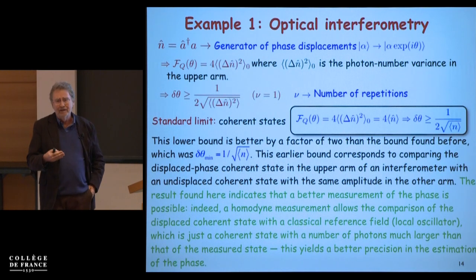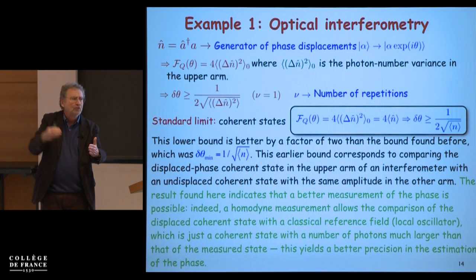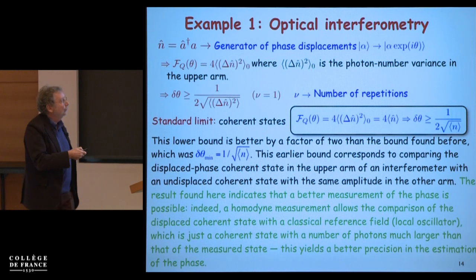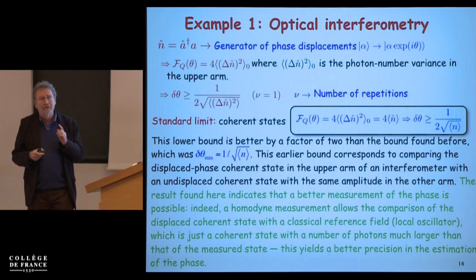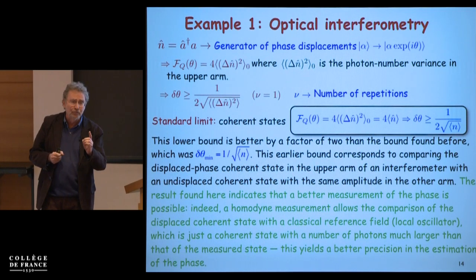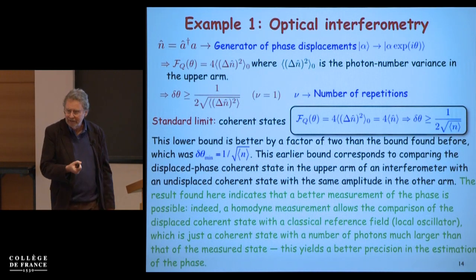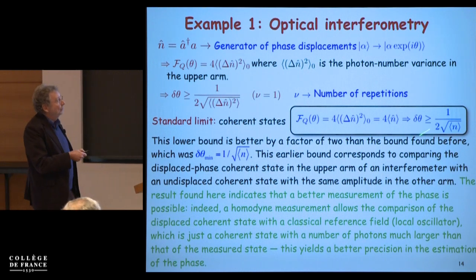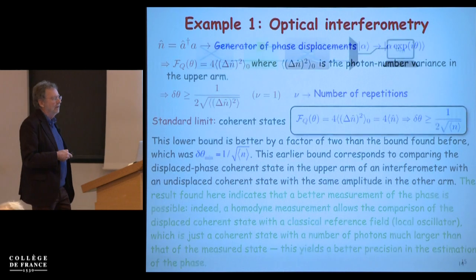In fact, homodyning amounts to using a coherent state with a number of photons much larger than the one in the probe state to measure the phase. Okay? So that's what this is telling us. And it's interesting to make this remark because it tells us that the quantum Fisher information may actually tell us if the measurement we are doing is the best one to estimate the phase or whether there is a better one. And this points to the fact that there is a better one with respect to the decision we had in lecture 1.